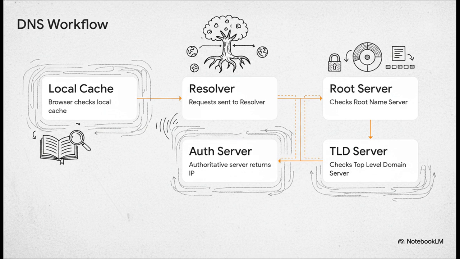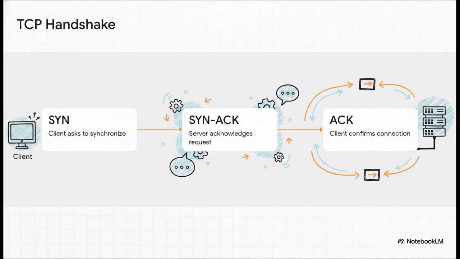It's like a relay race. First, your browser checks its own local cache. If it's not there, it asks a resolver, which then queries the root name server, then the top-level domain server, until finally the authoritative name server hands back the exact IP address. All right, so the IP address is found.